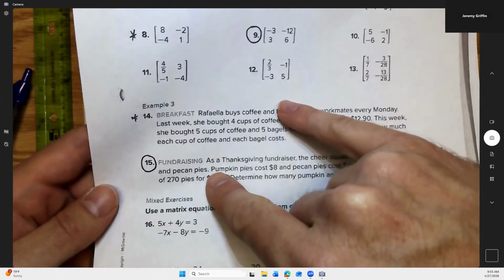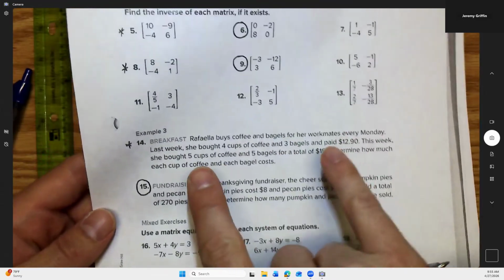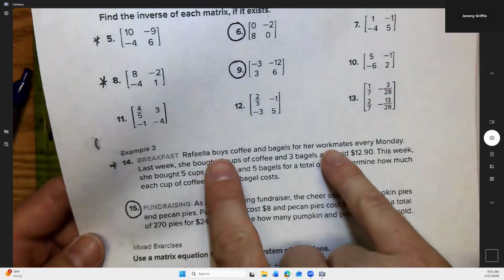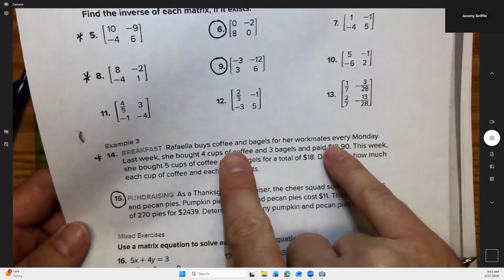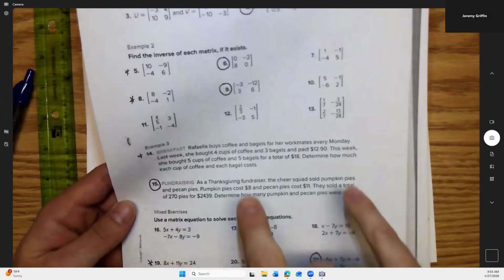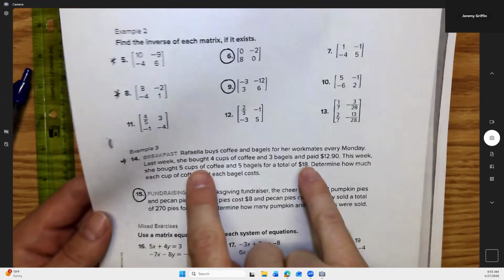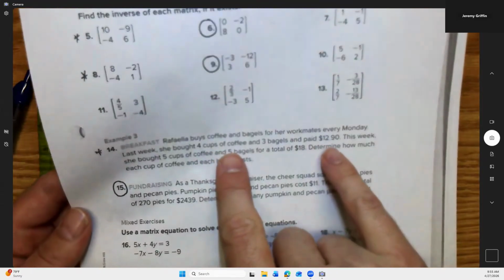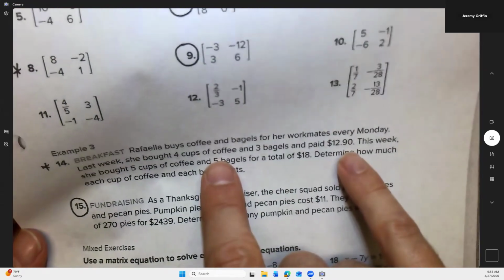Okay, 14 and 15 are both word puzzles. I'll do 14 with you guys. Rafaela buys coffee and bagels for her workmates every Monday. Last week she bought 4 cups of coffee and 3 bagels and paid $12.90.